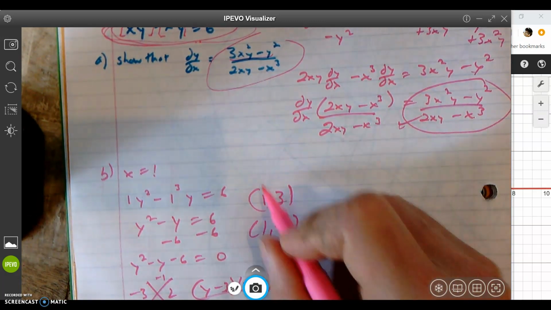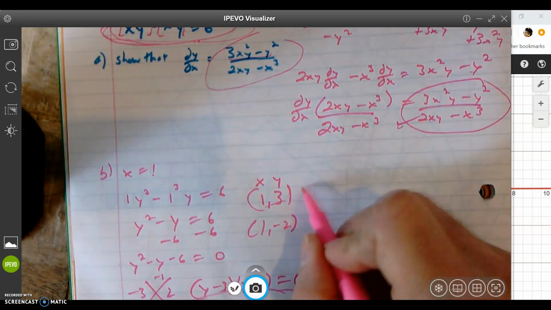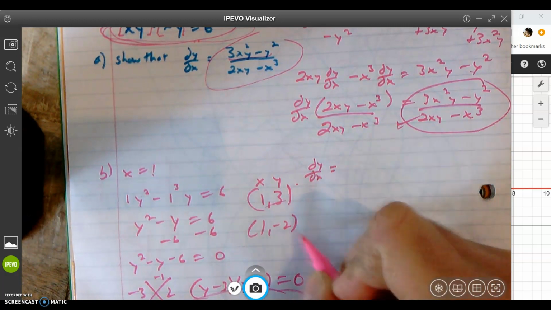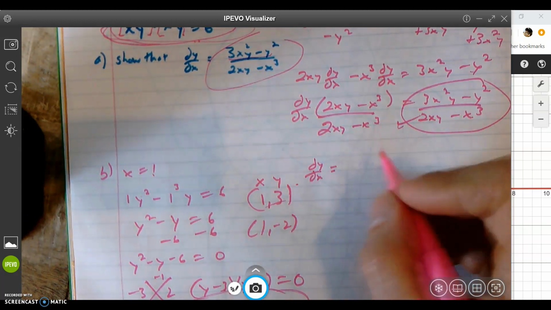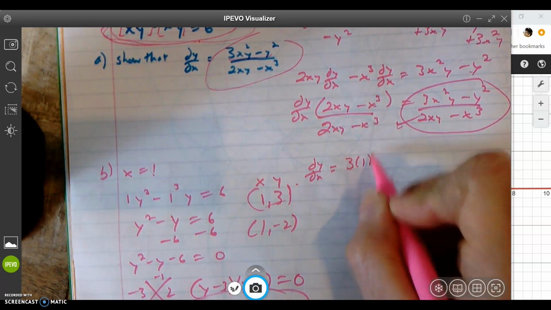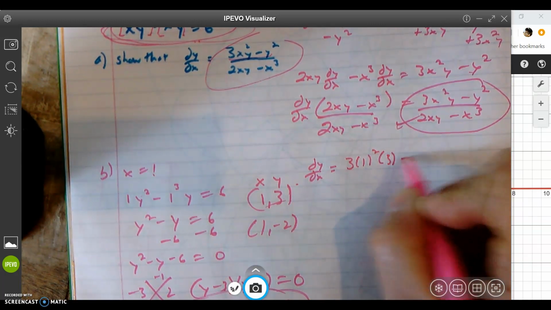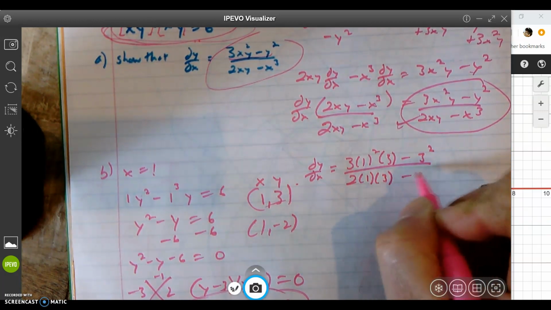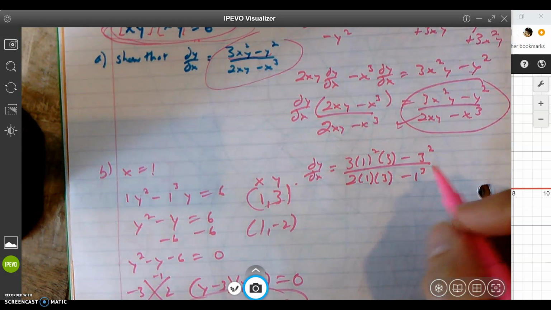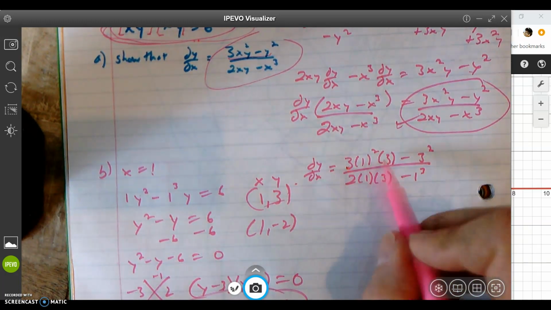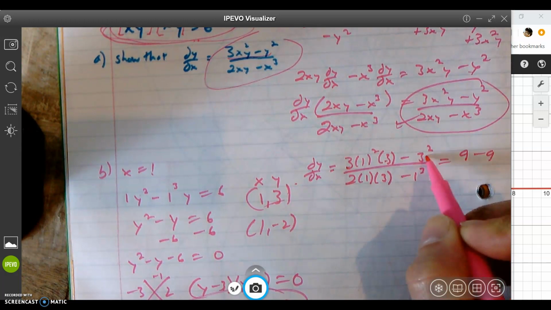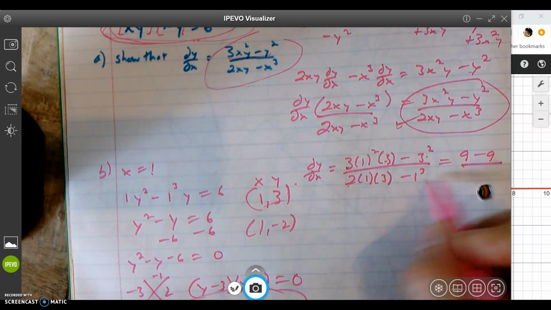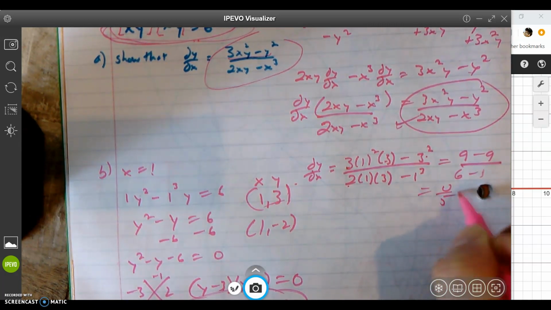So my slope, I'm going to plug this for x, this for y. So I'm going to get dy/dx, my slope at this point. I'm going to do it twice, but I'm just going to do it for this one right now. Equals 3 times 1 squared times 3 minus 3 squared over 2 times 1 times 3 minus 1 to the third. Cool. This is 3 times 3, which is 9 minus 9, over 6 minus 1, which is 0 over 5, which is 0.